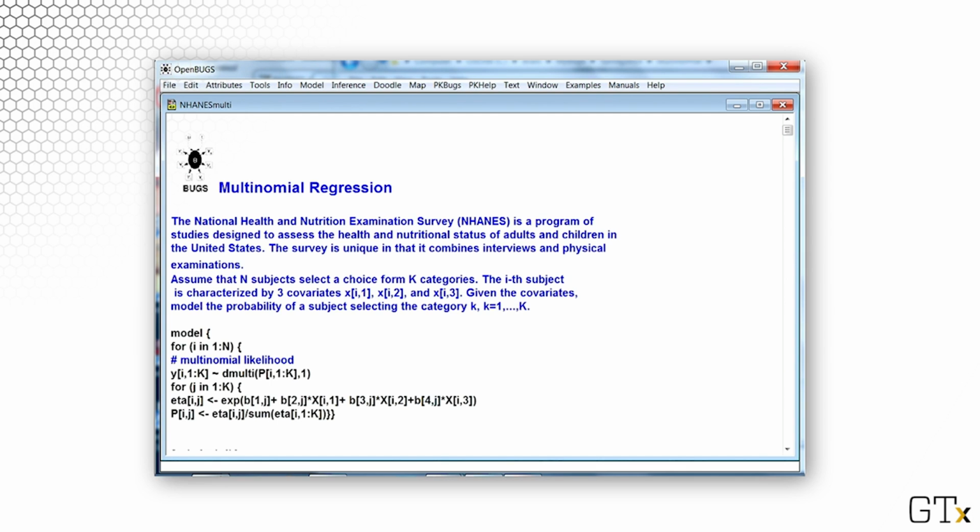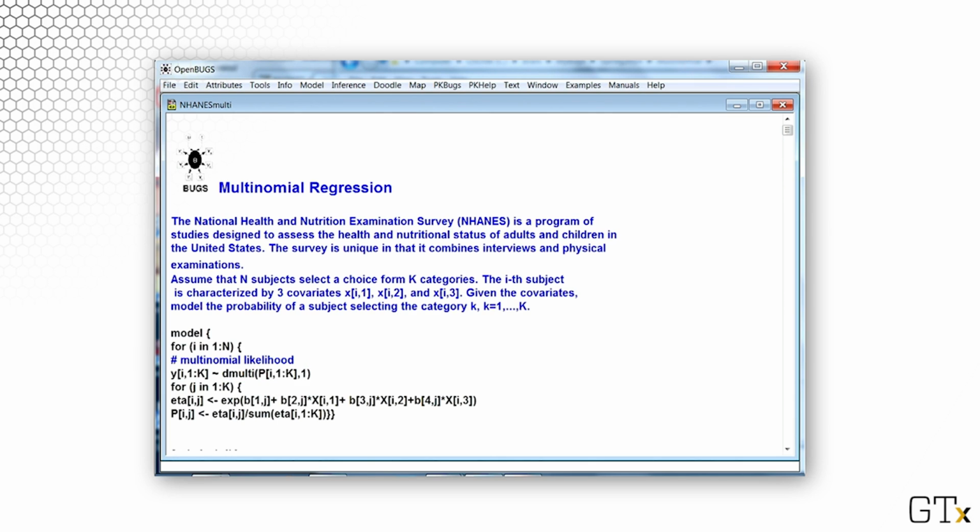And each subject would have 3 covariates, X1, X2, X3, for each of the N subjects. And given the covariates, can you model the probability of a subject selecting the category k between 1 and capital K? Let's take a look at the model. This is a multinomial distribution with one choice, with K categories, and the probabilities of categories are capital P, to be modeled. This is a direct generalization of the Bernoulli distribution. Bernoulli distribution would be only the choice between 2, no and yes.